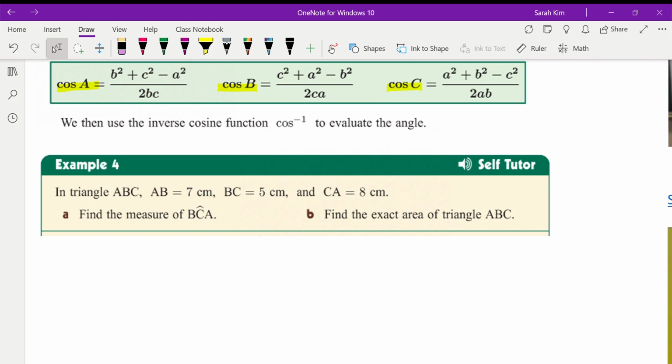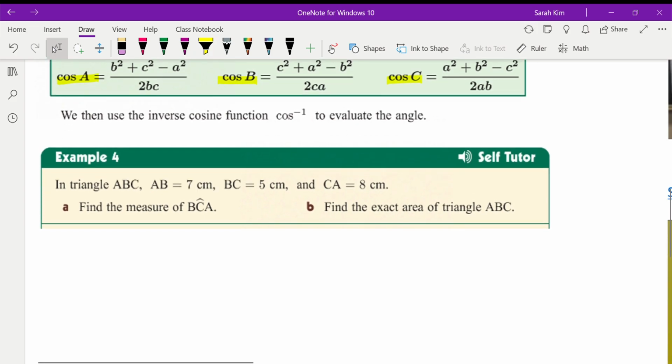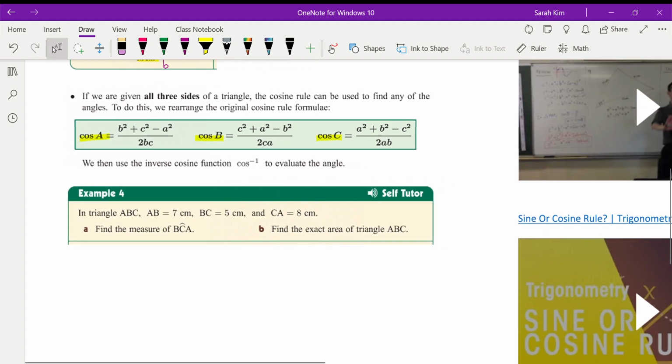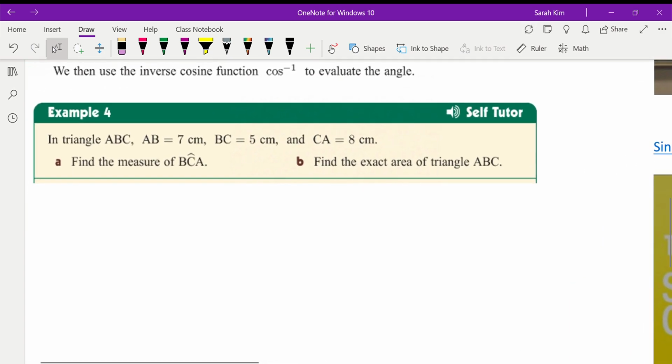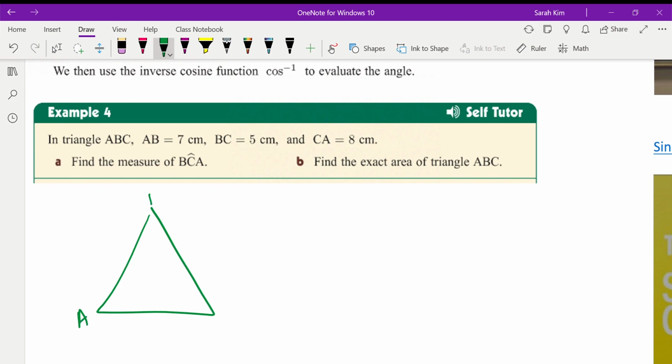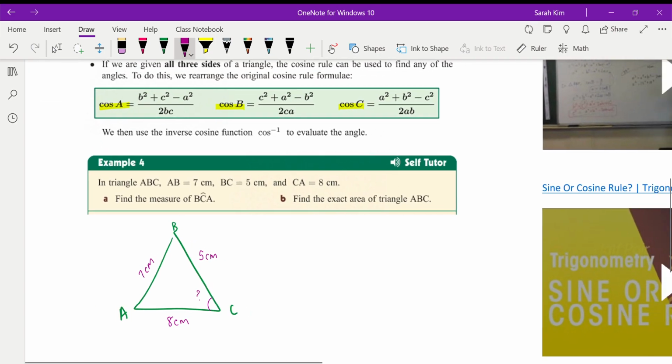In a triangle ABC, AB is 7 centimeters, BC is 5 centimeters, and CA is 8 centimeters. So find the measure of BCA. I might draw it to help us out a bit. A, B, C. So my AB is 7 centimeters. My BC is 5 centimeters. My CA is 8 centimeters. It's a non-right angle triangle, I just assume, because we're doing the cosine section. What I want to do is find BCA. So that's the angle that I'm trying to find. So BCA, that one. So I want to find the angle C.